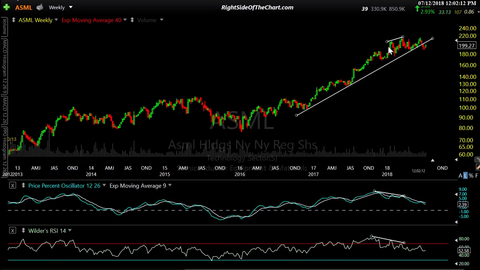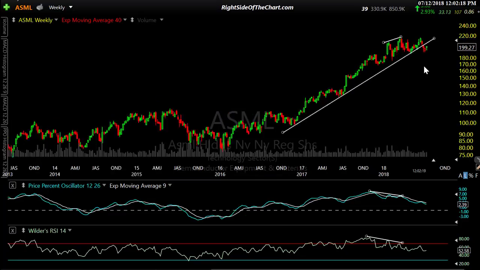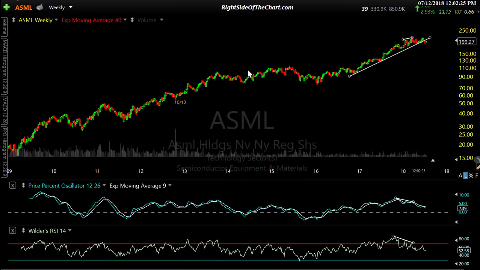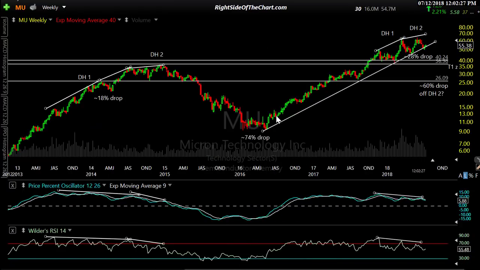ASML, this is again going down the line on market cap. This is about an $85 billion company. Divergent high right here, breakdown of the primary trend line, 1, 2, 3 weekly candles below there so far, following that divergent high and trend line break. So there's another one that's broken down.